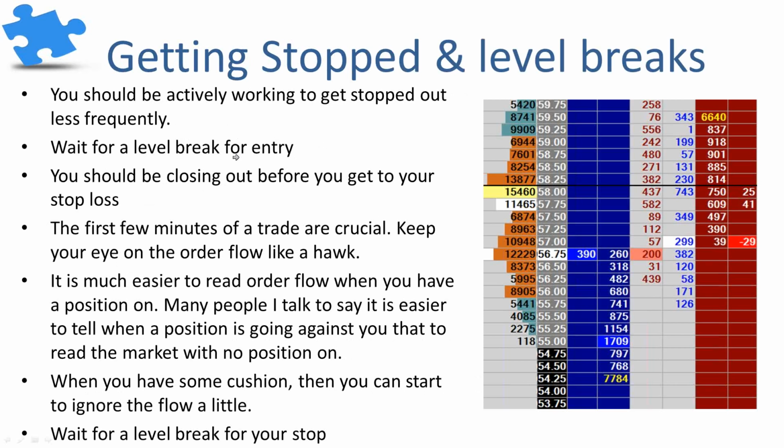Now, one of the benefits of using order flow is to filter out bad trades, so you don't get into trades where you just get stopped out anyway. A fairly easy way of doing this is to wait for the offer, or the ceiling, so here are the offers here, to start breaking down before you go long, and for the level below to start breaking down before you go short.